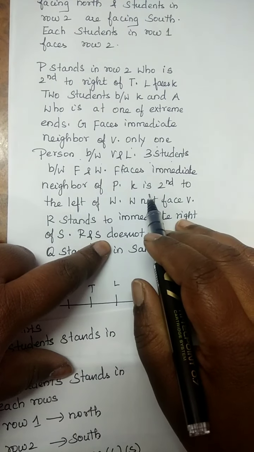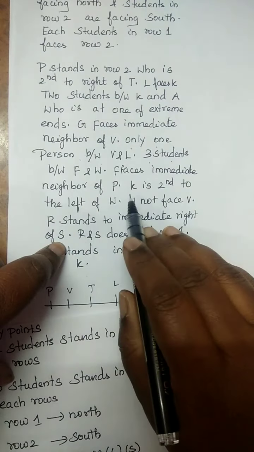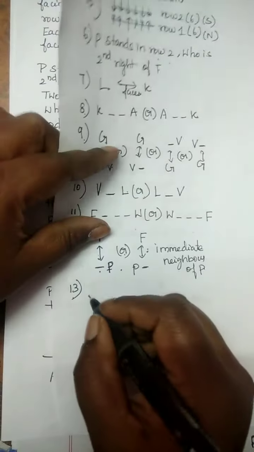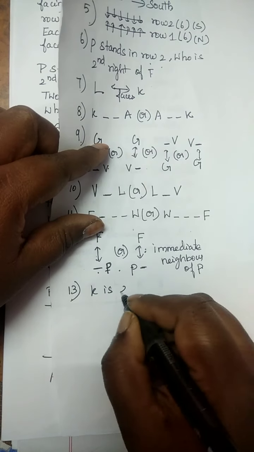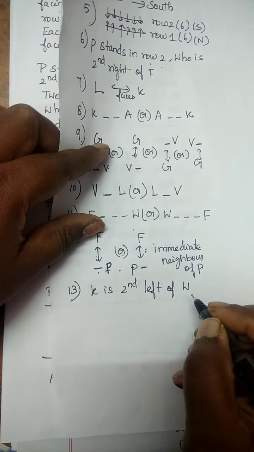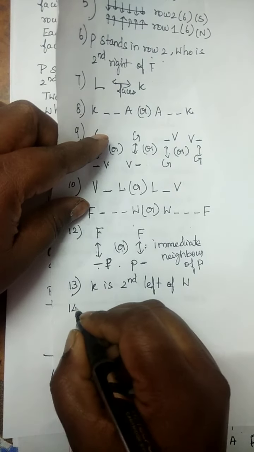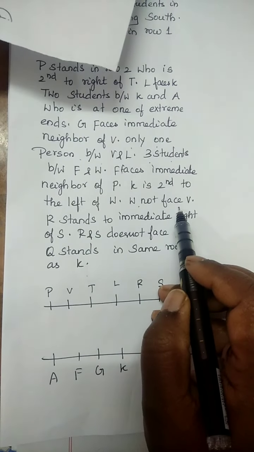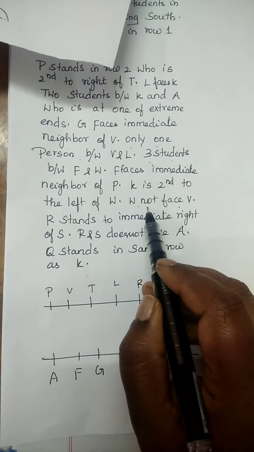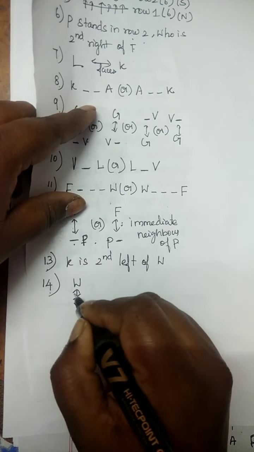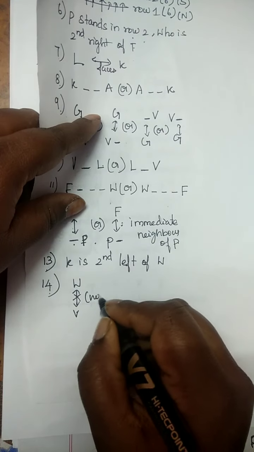Now the 13th clue. K is second left of W. Okay. Now 14th one. W does not face V. So W does not face V.